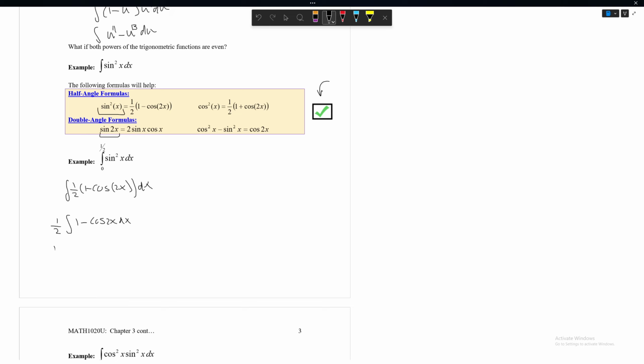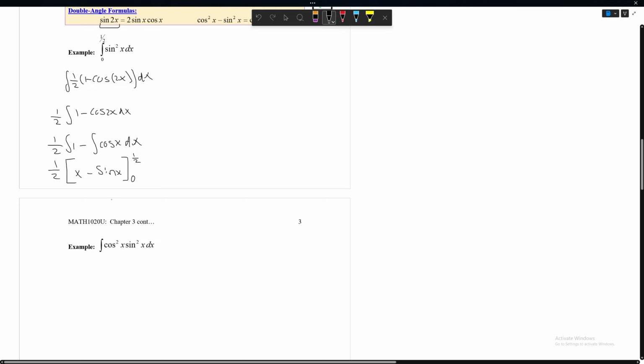Now I can apply, so integral of 1 minus the integral of cos 2x dx. And you see now when I do this, this is a simple 1/2 times the integral of this is x minus the integral of this is sine x, and my dx goes away. Right, and that is what I get. And after this, you can apply your bounds, which is from 0 to 1/2. And don't forget, well, we have bounds here, so we don't have a plus c. But that's about it for this.